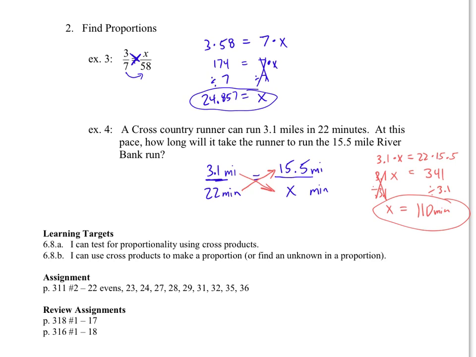So always set up the proportion, set up your algebraic equation there, and solve for the missing variable.